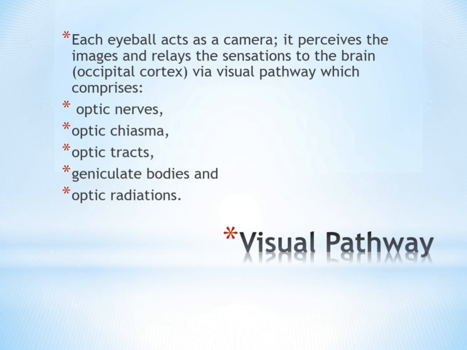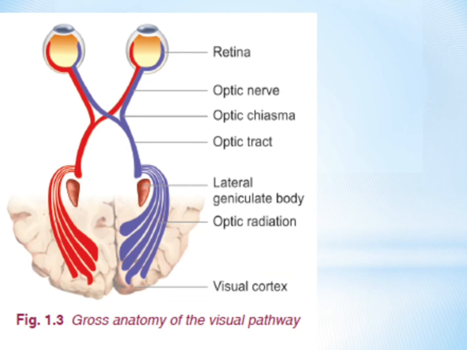Visual pathway. Each eyeball acts as a camera. It perceives the images and relays the sensation to the occipital cortex via the visual pathway, which comprises of the optic nerves, optic chiasm, optic tracts, geniculate bodies, and optic radiations. So this is a diagram showing the gross anatomy of the visual pathway.